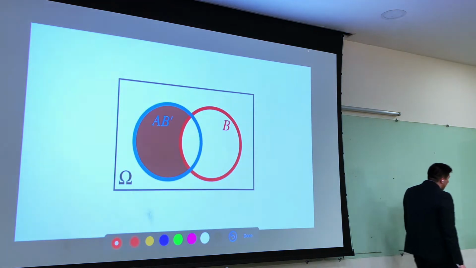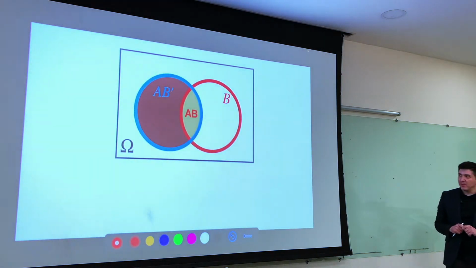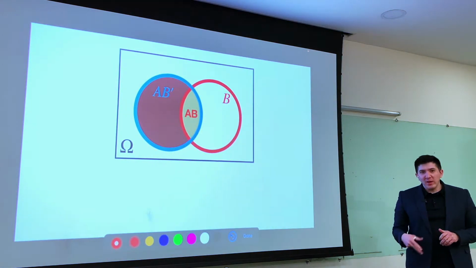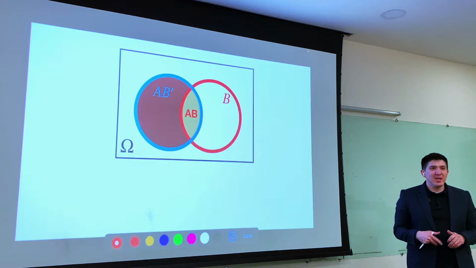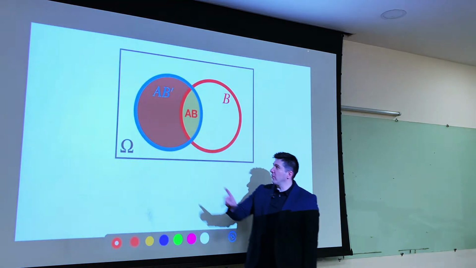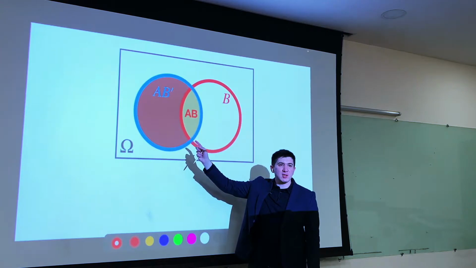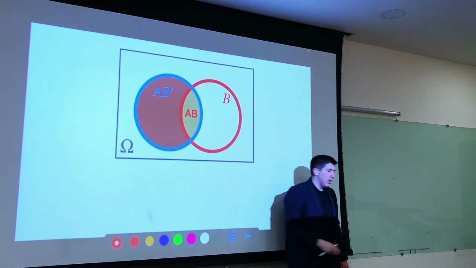At the same time, could you please tell me what is the intersection of A and B? It's easy, right? This region is going to be the intersection of A and B. Now what I want is to find A as the union of AB prime and AB. The union of AB prime and AB is going to give you what? Which set is going to give A?